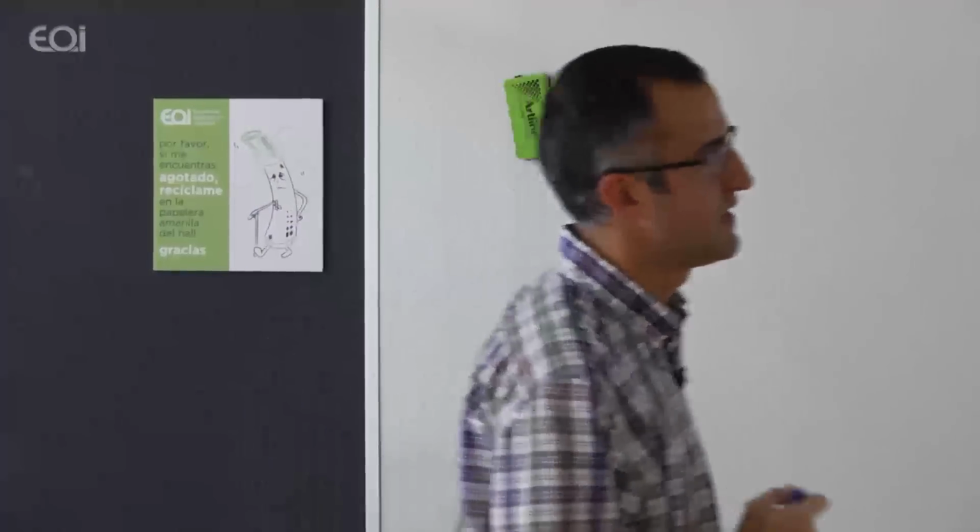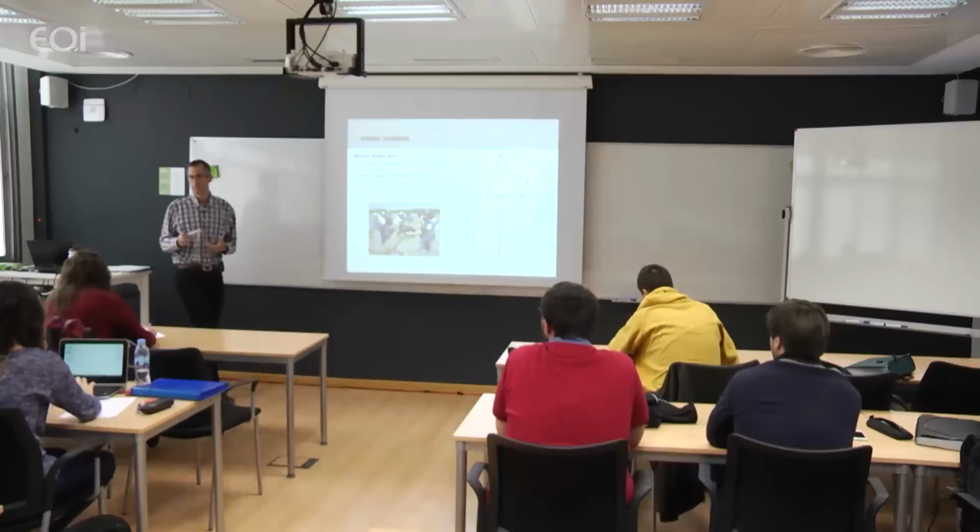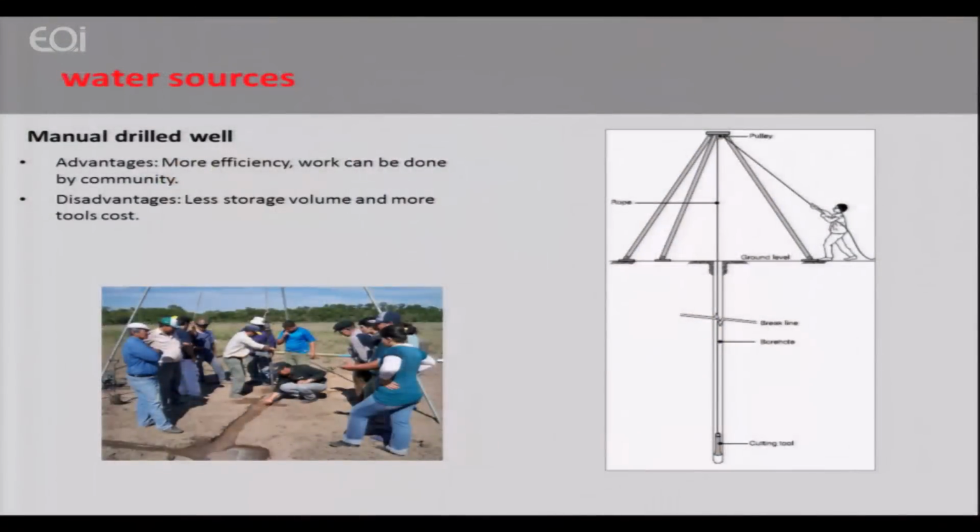This is a manual drill well. It's made with tools, but not with sophisticated machines. Now I'm going to show you a video of this manual drill well for you to have it in your mind. The advantage is more efficiency. The work can be done by the community, but you have less storage volume and more tool cost. It's not going to be very big, okay? The diameter is going to be like that, maybe 20-30 centimeters.